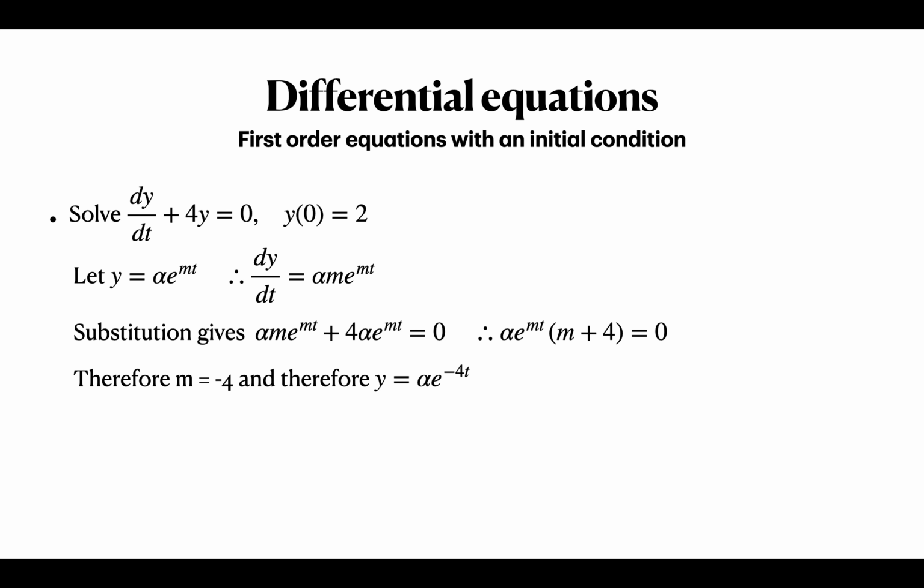Now, we can determine alpha here because we're given a condition. We're told that y(0) is equal to 2. So that's telling you that at t equal to 0, y is equal to 2. Okay, so then you go to your solution. You replace y by 2 and t by 0. And because the exponential of 0 is 1, you're going to get 2 is equal to alpha here. And so then your solution is 2 exponential minus 4t. And it's that simple.